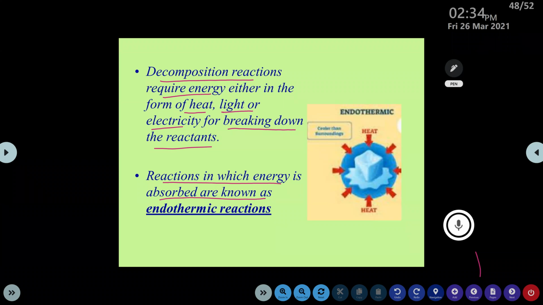Decomposition reactions require energy either in the form of heat, light, or electricity for breaking down the reactants. Reactions in which energy is absorbed are known as endothermic reactions. Okay, fine. Is this clear for you?